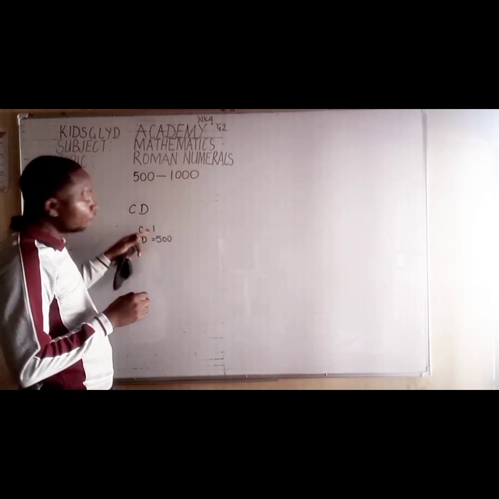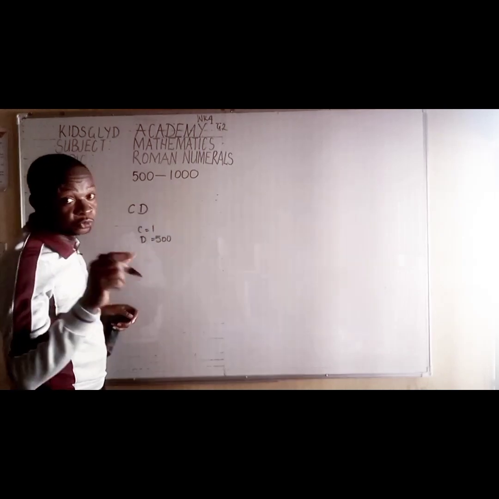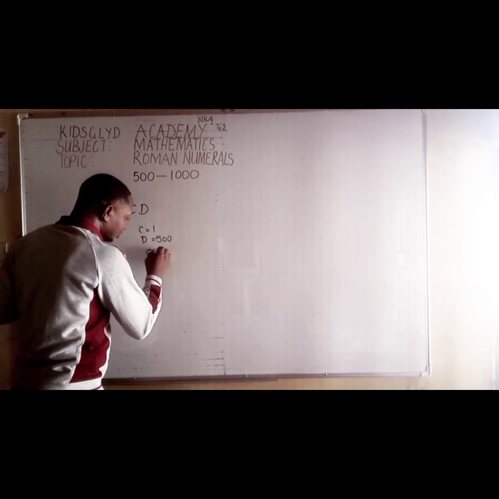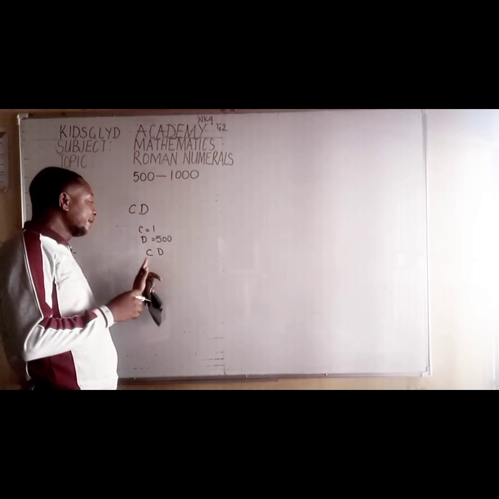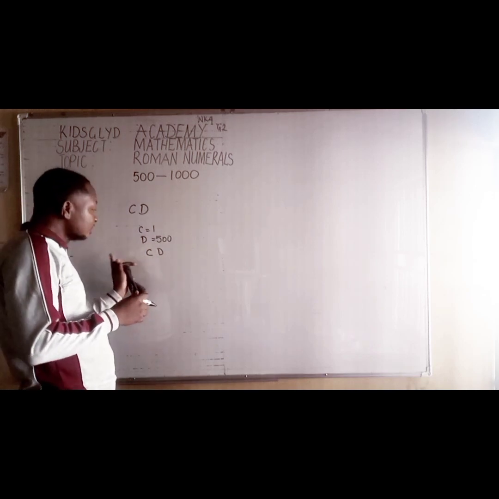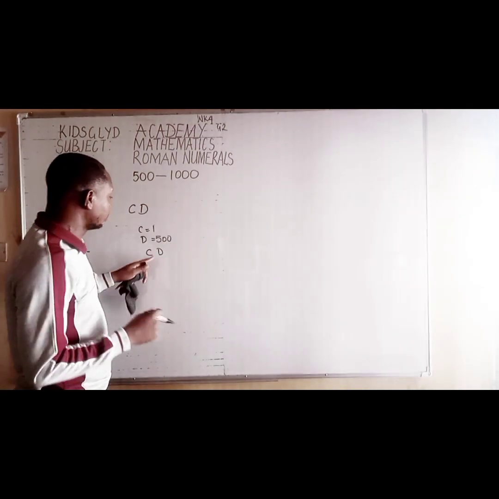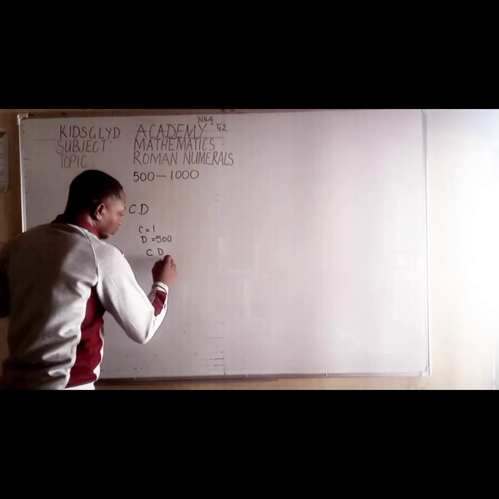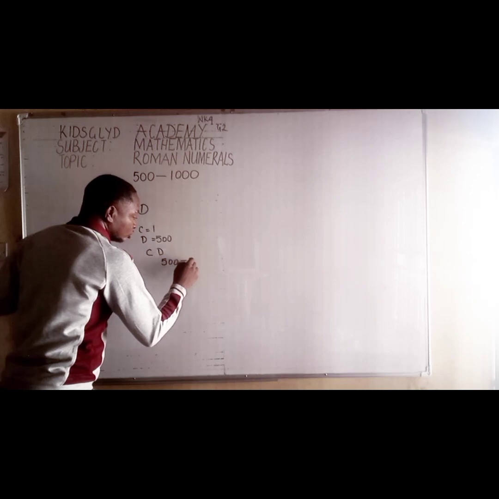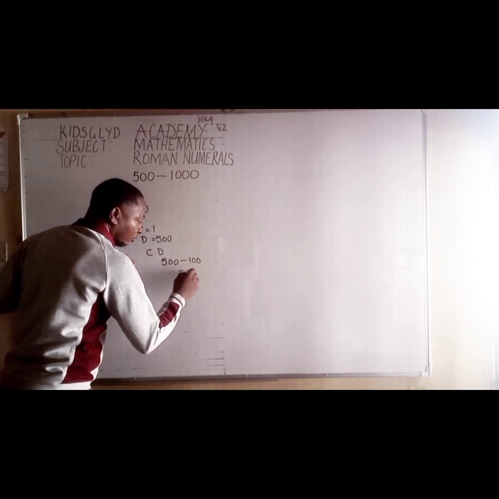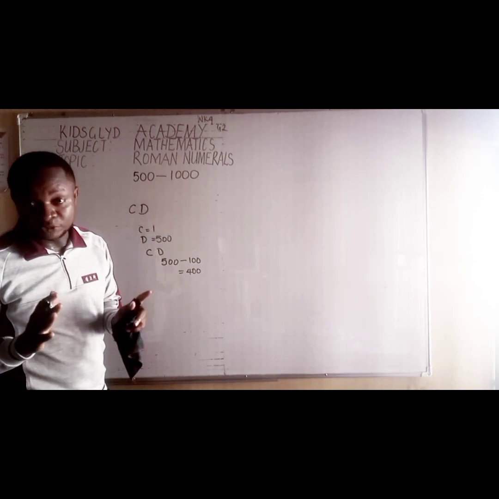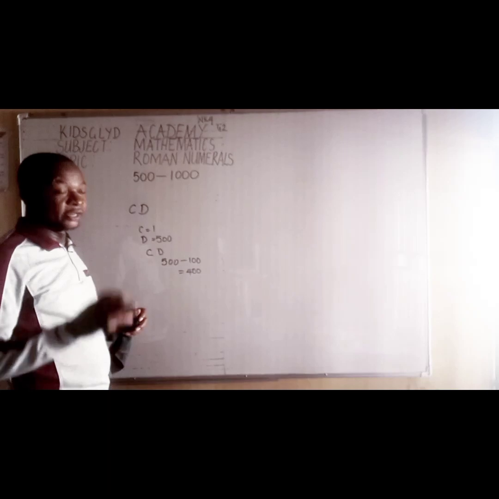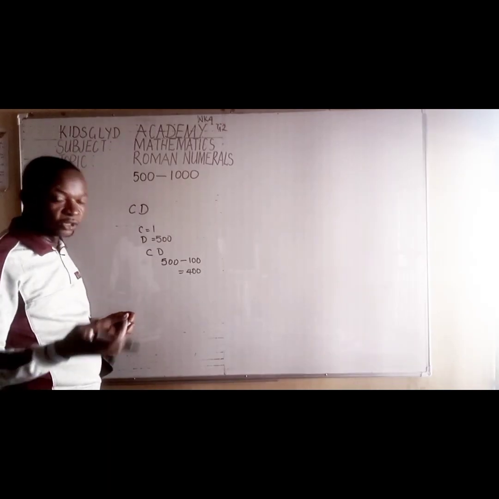If D is 500, for us to write 400 now, we will still do the subtractive rule. That means C and D together. Since D is bigger than C, and C comes before D, we will subtract 100 because we are subtracting C. That means 500 minus 100, which will give us 400. That is the same subtractive rule that we're using. So the same rules guide anything concerning Roman numerals: the repetitive rule, the additive rule, and the subtractive rule.